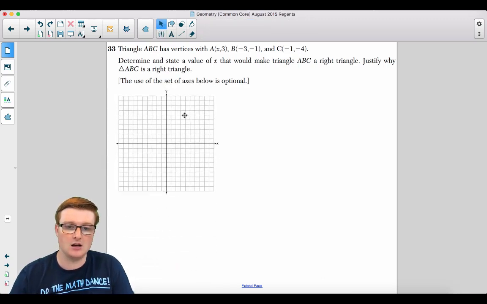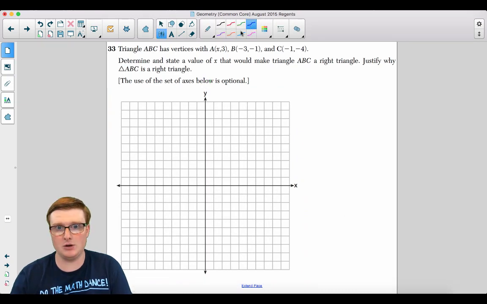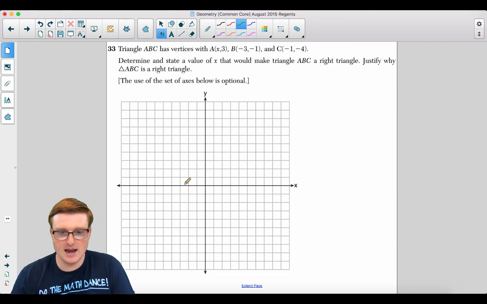So you have to use your graph paper because the graph will help you. I promise. First thing that I'm going to do is I'm going to start graphing these points. I'm going to graph the point -3, -1. That's your point B. C is -1, -4.